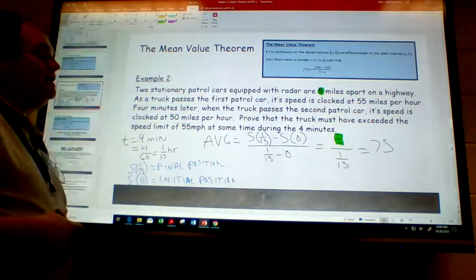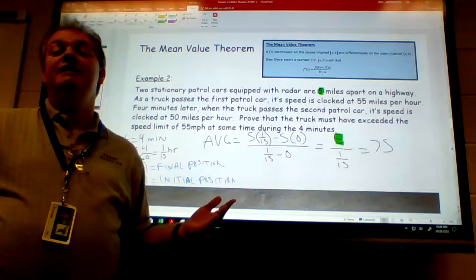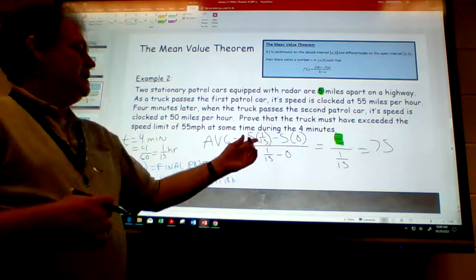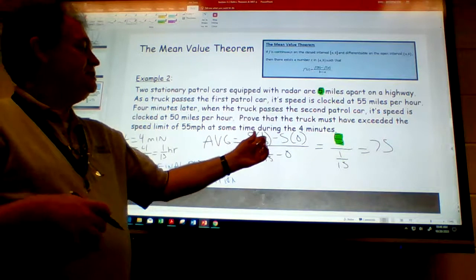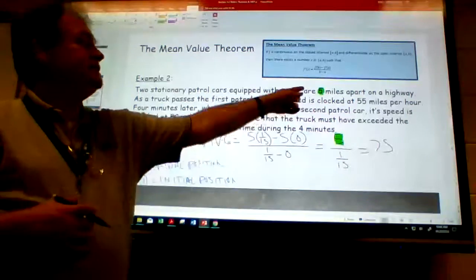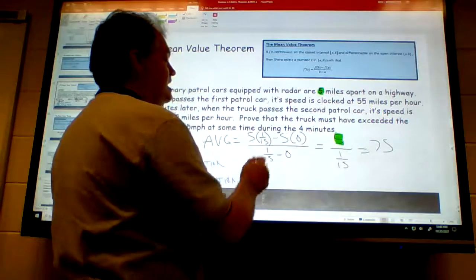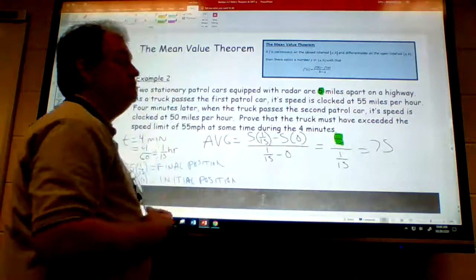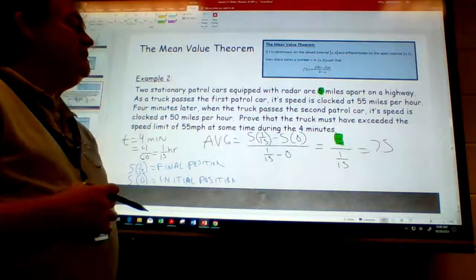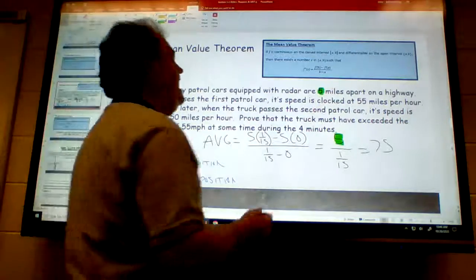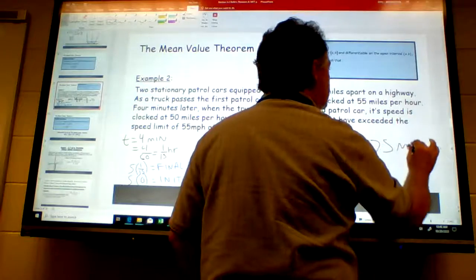Okay, now 1 over 15, that's the final time over the initial time. And the initial time is 0. So it's going to end up being the final position minus the original position, which in this case is 5 miles apart. So this time it's 5. I highlighted those. And then the final time is 1 over 15. Well, when you do the math, you get 5 over 1 over 15, which is 75. So we're saying that the trucker had to average at least 75 miles per hour.